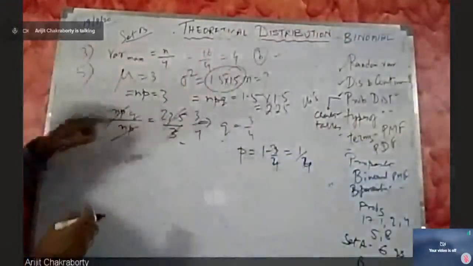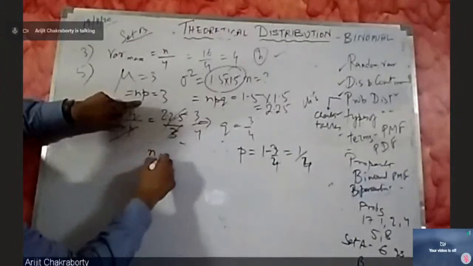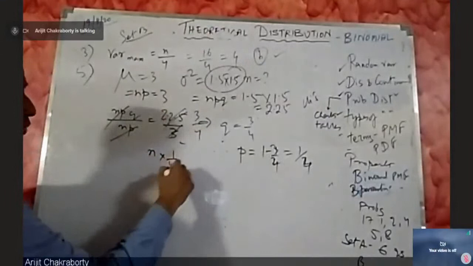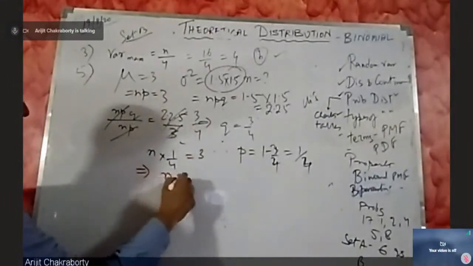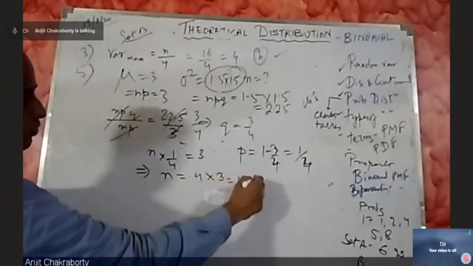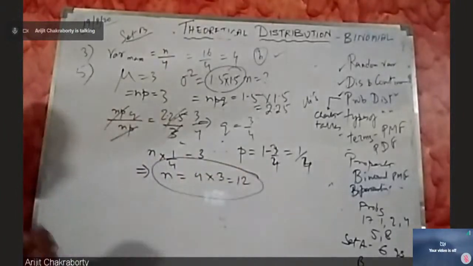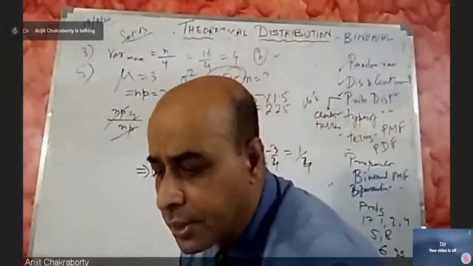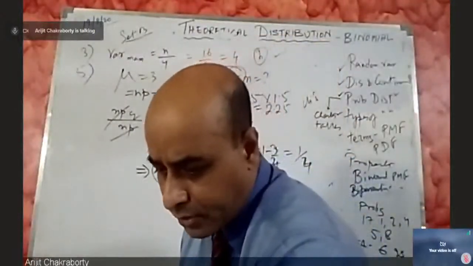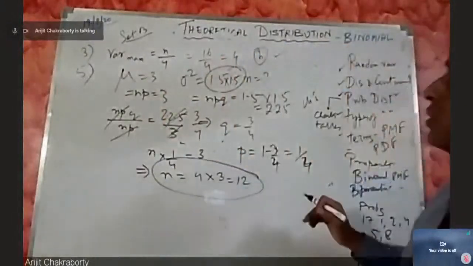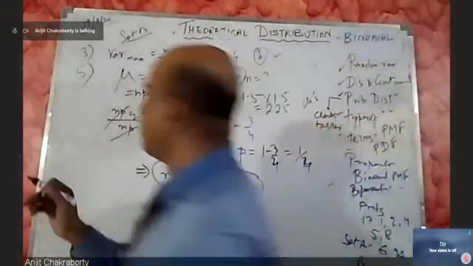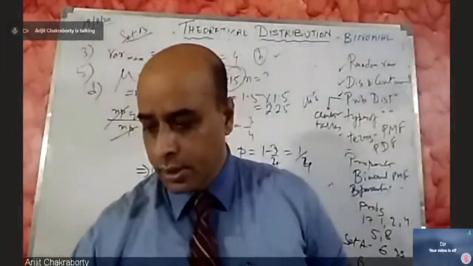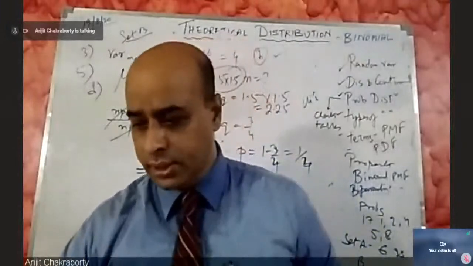Now if p is 1 by 4, np is 3. So n into p is 3, p is 1 by 4. So n into 1 by 4 is 3. That means n is equal to 4 into 3, that is 12. So my answer is coming to n is equal to 12. Out of the options which are given, let me open the question. Options, yeah, it is D. So for question number 5, the option is D. Okay, good question, and really, once you know the formula, it's easy.